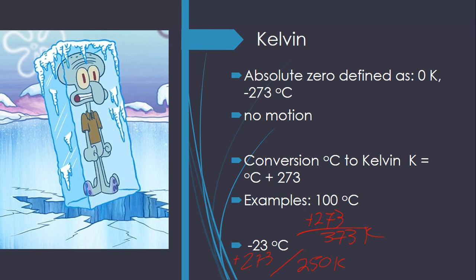Okay, and you should be able to go backwards as well. So if I tell you something is like 303 Kelvin, then you would have to subtract 273 to figure out what that is in Celsius, and that would be 30 degrees Celsius. All right, so you should be able to go backwards and forwards with that.